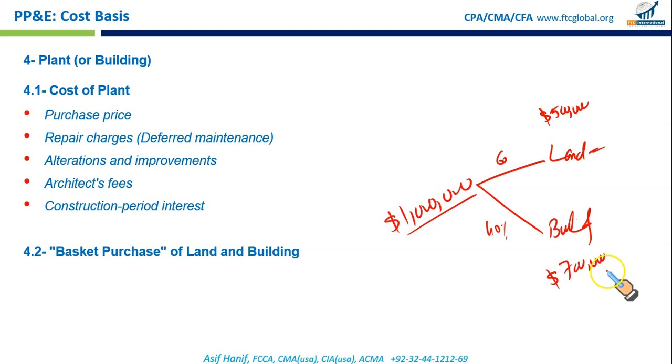That is 1.2 million, whereas we paid 1 million. So we will use the proportion of 5 and 7. That's 5 and 7 means 12. So 5 by 12 of the 1 million amount goes to land and 7 by 12 of 1 million goes to building. That's what it means when you say the proportion of their appraised values.